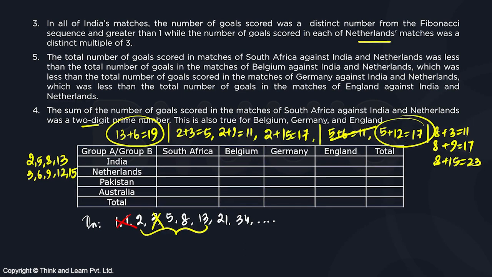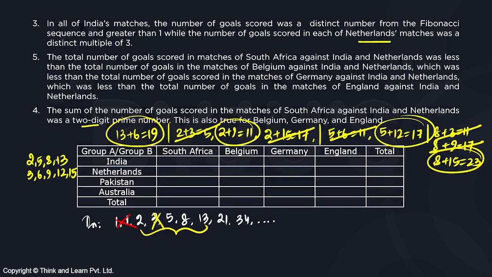Since 17 has been used, we can't take 17. That means 2 is definitely going to be used. So we can't have 2 plus 3 is equal to 5 because this is a single digit number. So 2 plus 9 is going to be used, which will give us 11. Since 11 is used, we will have 8 plus 15 as 23.